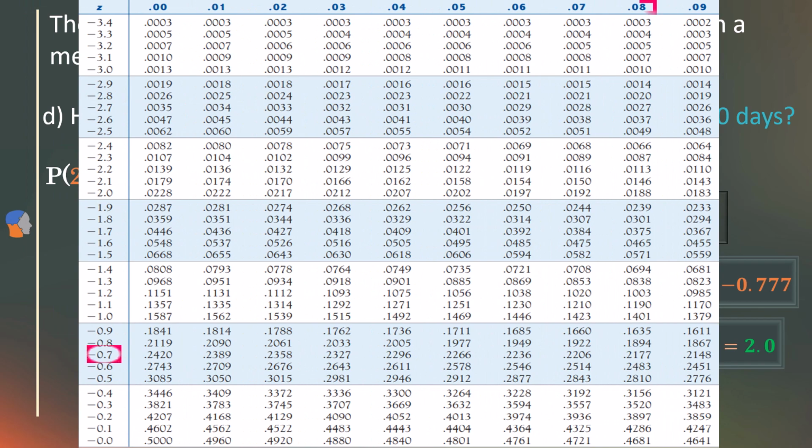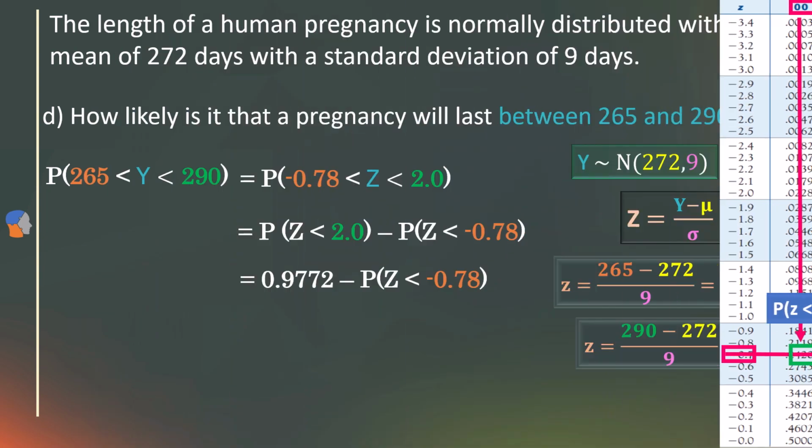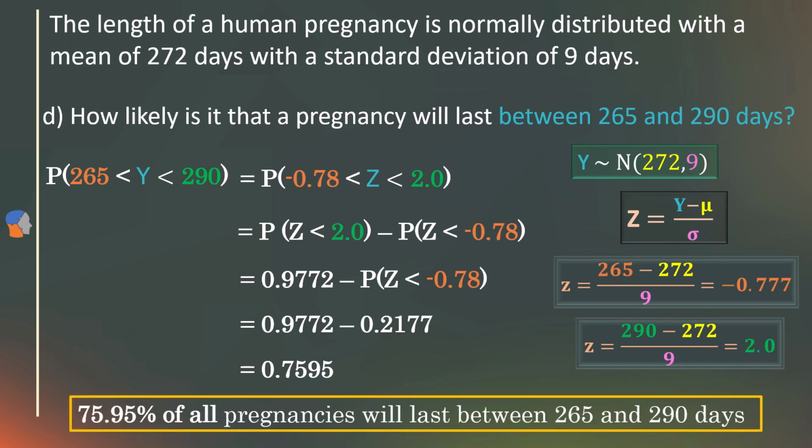Then we need to find the probability of z less than negative 0.78. Again go to the table, negative 0.78, that is 0.2177. So you can subtract from the previous one, then the answer is 0.7595. So we can say 75.95% of all pregnancies will last between 265 and 290 days.